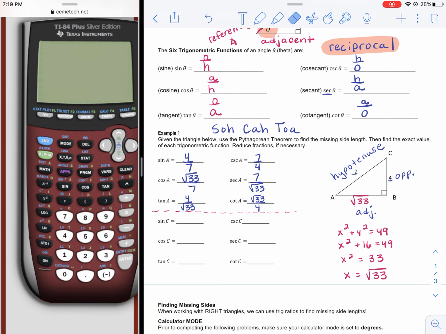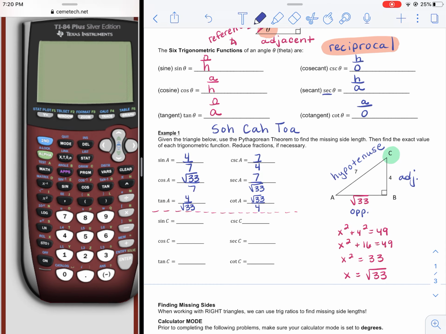Okay, so now we're going to switch reference angles. When I switch my reference angle, I'm not going to change the hypotenuse. The hypotenuse does not change. But I am going to reverse my opposite side and my adjacent side. And here's why. If I move to angle C, now my opposite side is over here and my adjacent side is right here.